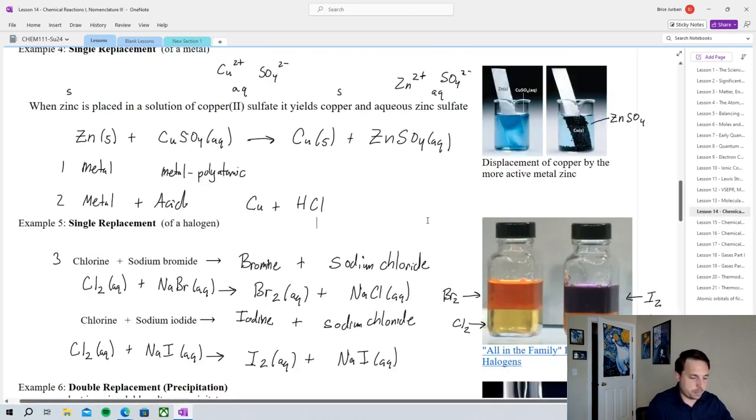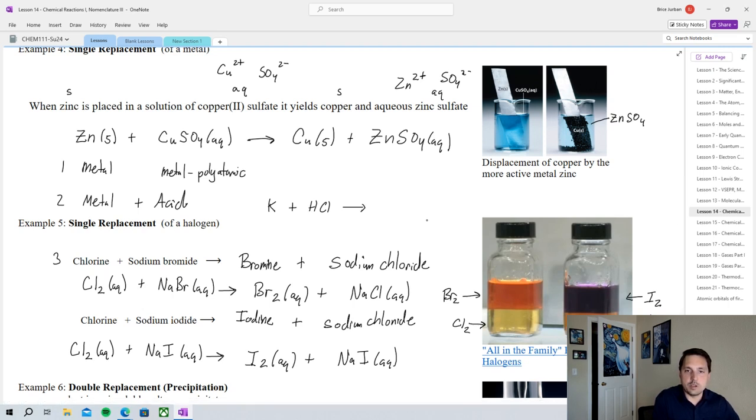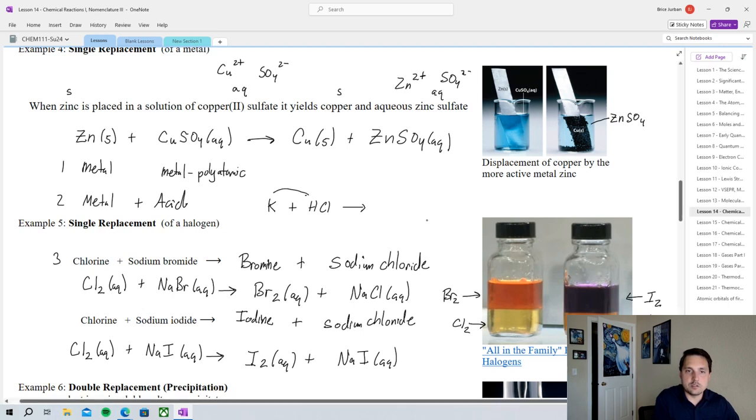How about we do potassium? So if I take potassium and place it in a solution of hydrochloric acid, here we have hydrogen plus a nonmetal. We're going to end up displacing the hydrogen. So we can end up switching these two, and we'll end up getting a very vigorous reaction. We'll get hydrogen gas that bubbles off, and then we'll get potassium chloride that forms. Okay, so those are three different types of single replacement reactions.